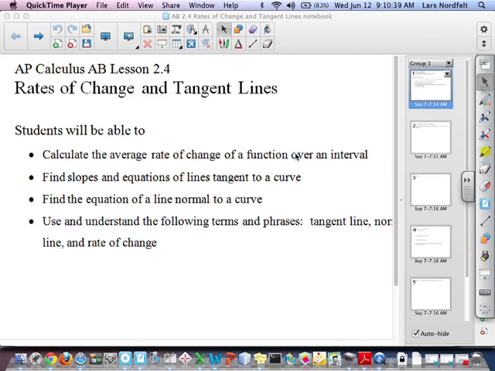In this lesson, we'll calculate the average rate of change of a function over an interval. We'll find slopes and equations of lines tangent to a curve. We'll find the equation of a line normal to a curve. We'll use and understand these phrases: tangent line, normal line, and rates of change.